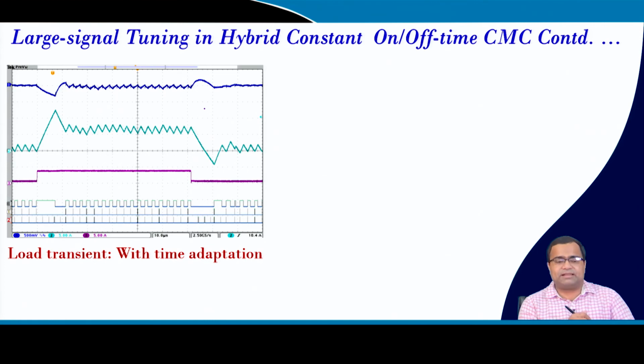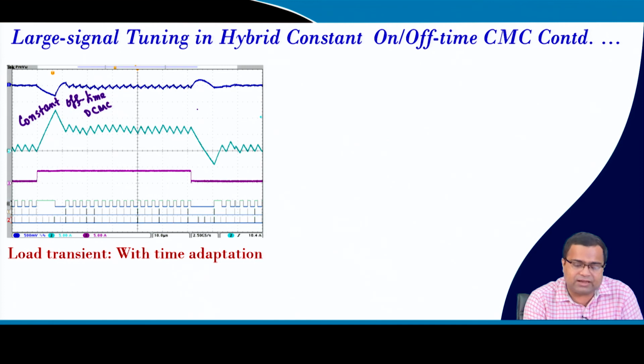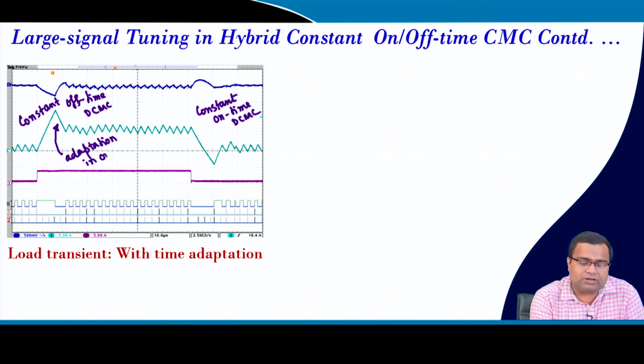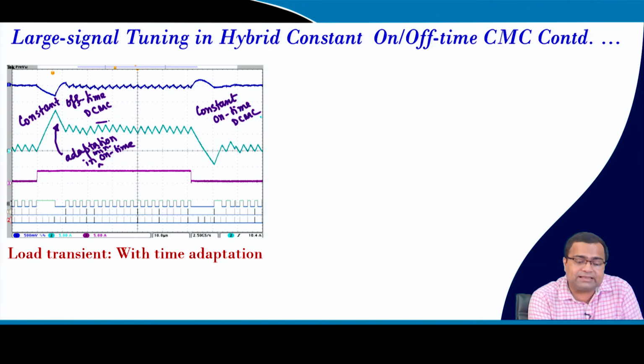Then we hybridize, that means we add time adaptation. If we take constant off time digital current mode control here, and constant on time digital current mode control there, you see we have removed the minimum on time part here. So we made some adaptation in the minimum on time, because we have simply disabled the minimum on time operation during the transient recovery, but it is restored near the steady state.